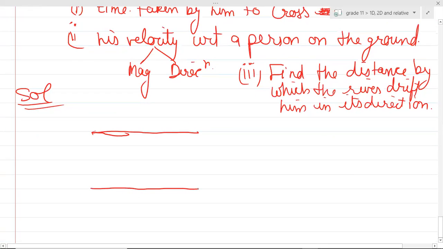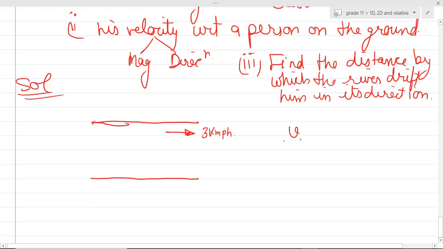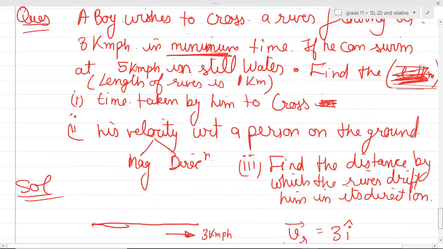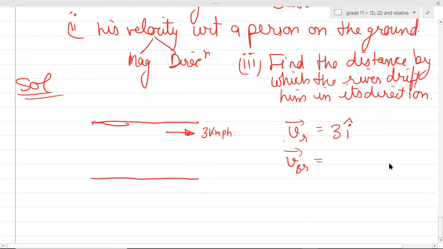Draw a river like this, a fake river, which is flowing with a speed of 3 kilometer per hour. So 3 kmph. This is the velocity of the river with respect to the ground, equal to 3 i cap. And you have a boy who can swim at 5 kilometer per hour in still water. Can you see, in still water? This is your keyword. Remember this keyword. This will give you the velocity with respect to the river, 5 j cap. Why 5 j cap?